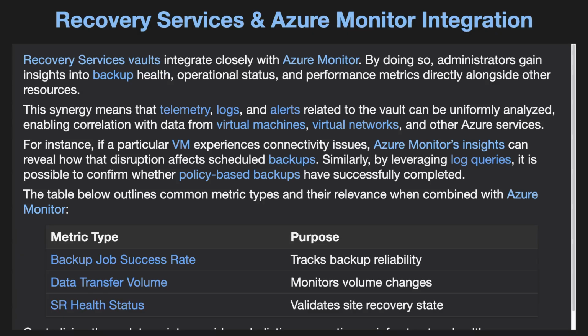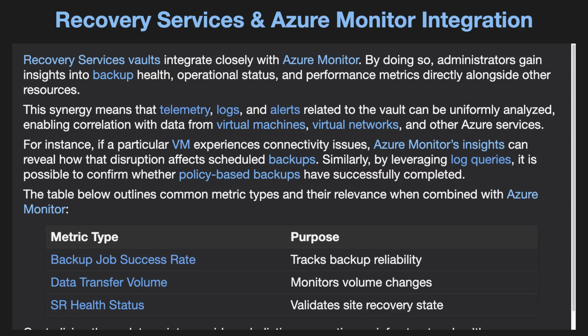Recovery Services Vaults integrate closely with Azure Monitor. By doing so, administrators gain insights into backup health, operational status, and performance metrics directly alongside other resources. This synergy means that telemetry, logs, and alerts related to the vault can be uniformly analyzed, enabling correlation with data from virtual machines, virtual networks, and other Azure services. For instance, if a particular VM experiences connectivity issues, Azure Monitor's insights can reveal how that disruption affects scheduled backups. Similarly, by leveraging log queries, it is possible to confirm whether policy-based backups have successfully completed.